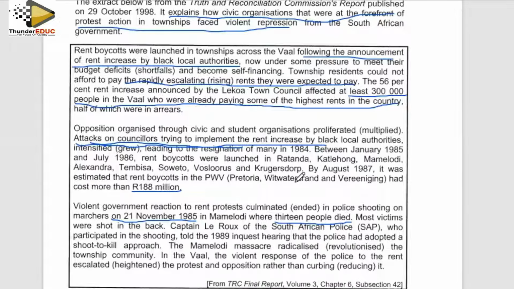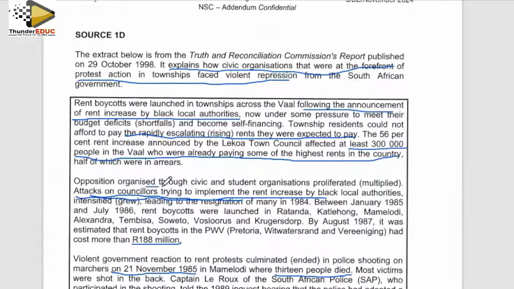How is that poster calling for a meeting linking to source 1D? Source 1D is talking about opposition, which is organized through civic and student organizations. Right. If we check, source 1D is talking of opposition organized through civic and student organizations. Krugersdorp Student Association was one of the civic organizations which was calling for opposition. And we are seeing in the first source, in source 1B, they are calling for a meeting. Definitely for that meeting, it was a meeting for mobilization for people to resist. So they are corroborating, they are connecting to each other. So when you are comparing, you say source 1B shows this or says this, which is supported by source 1D, which says this.